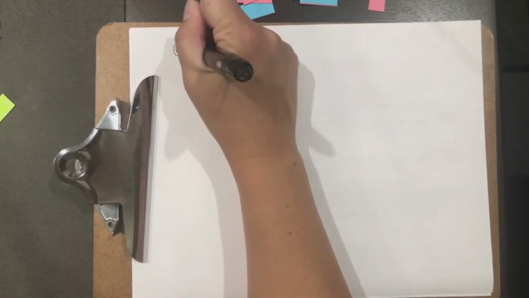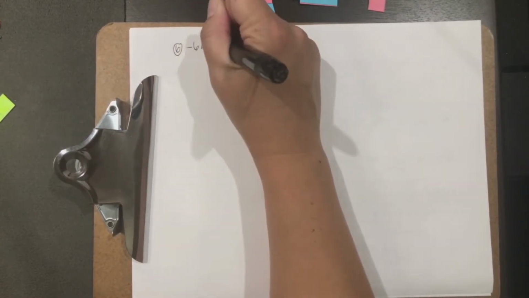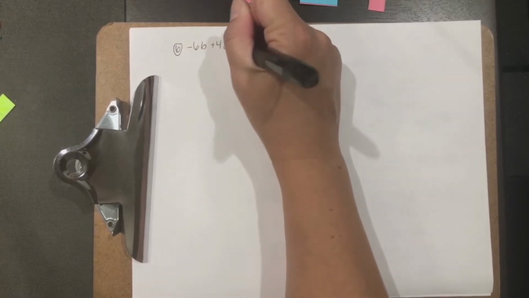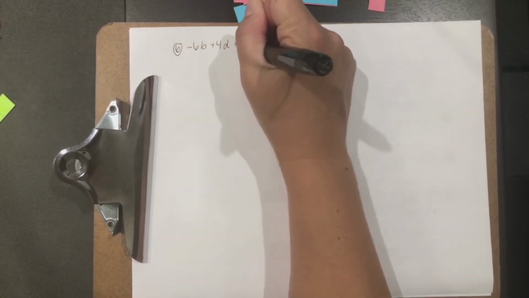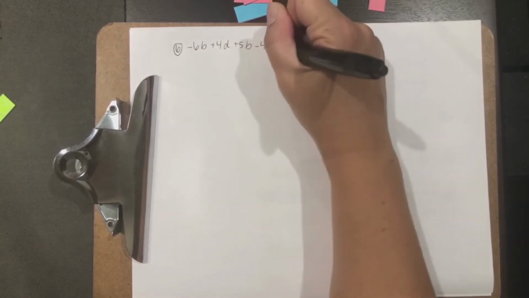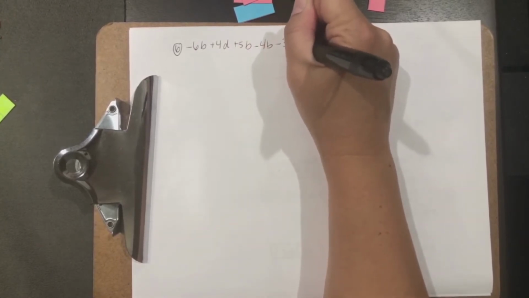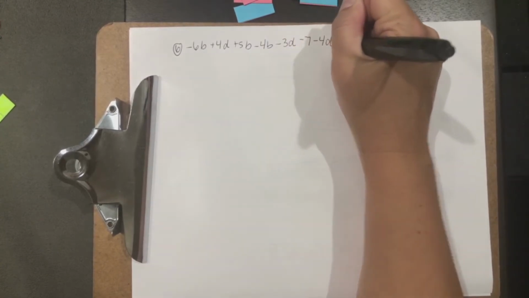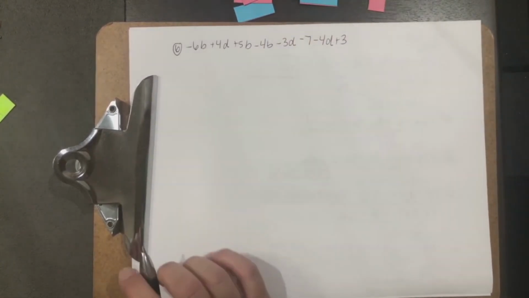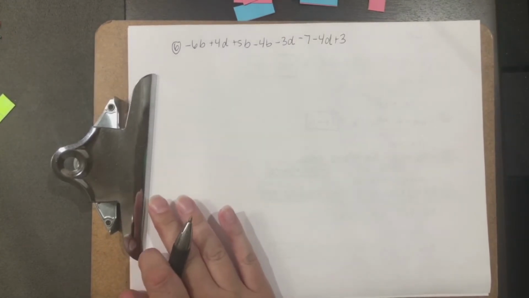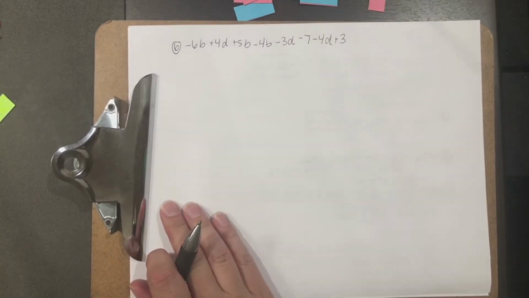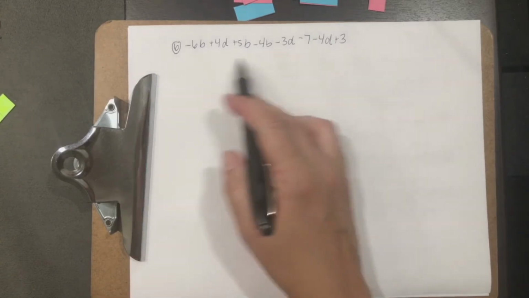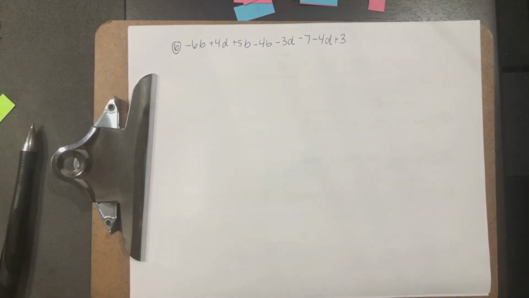Let's do number 6. -6b plus 4d plus 5b minus 4b minus 3d minus 7 minus 4d plus 3. Oh my goodness. If you have dyslexia, this is a really tough one. These B's and D's are already giving me a run for my money.